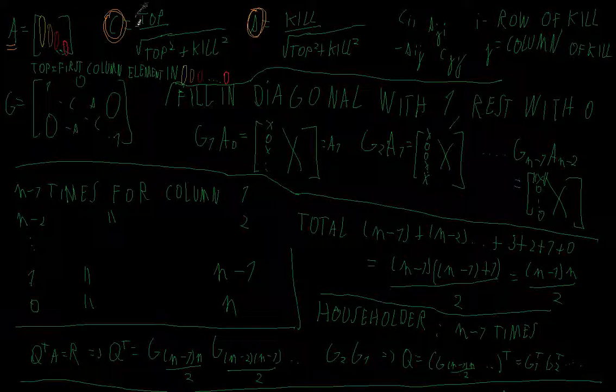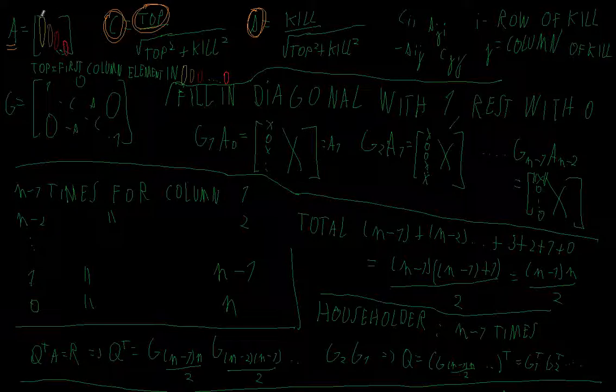Cosine is equal to the top over the square root of the top squared plus the element you want to kill squared. The top is, remember, very importantly, the first element of the column vector that you consider. And also remember that this column vector is each time in a lower dimension. Like it's the first column vector. Like with the Householder transformation, you can say that you consider the first column vector inside the submatrix.